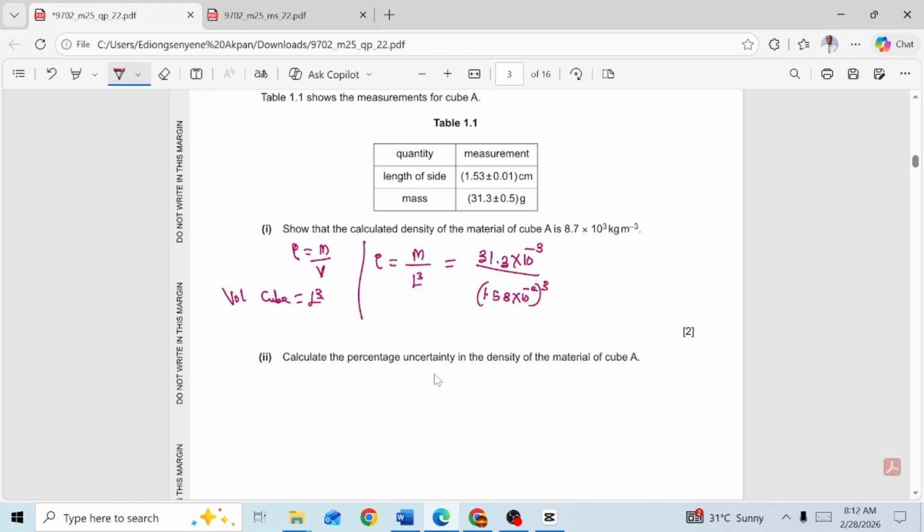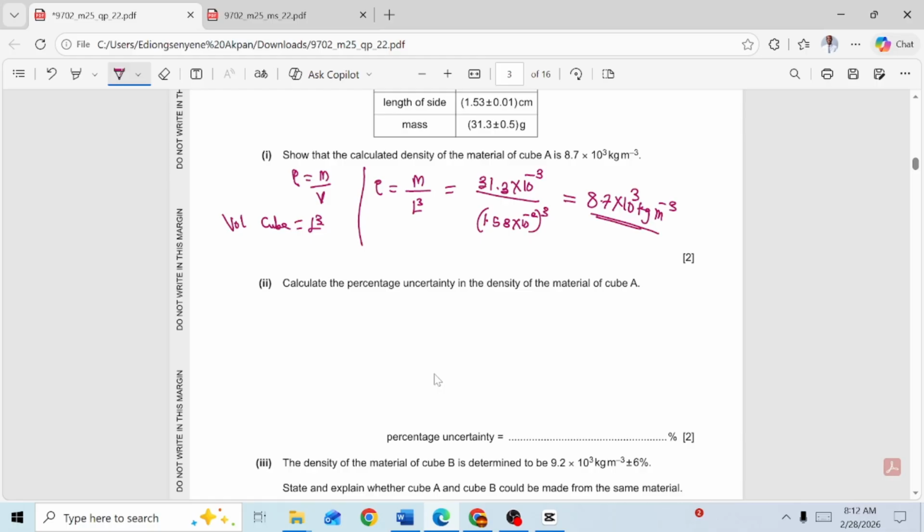Why I'm putting 10 raised to the power of minus 3 is because I changed from gram to kilogram. And why I'm putting 10 raised to the power of minus 2 is because I changed from centimeter to meter. So if I have 1.53 centimeter and I want to change it to meter, I will divide it by 100. This would give us 8.7 times 10 raised to the power of 3 kilogram per meter cube.